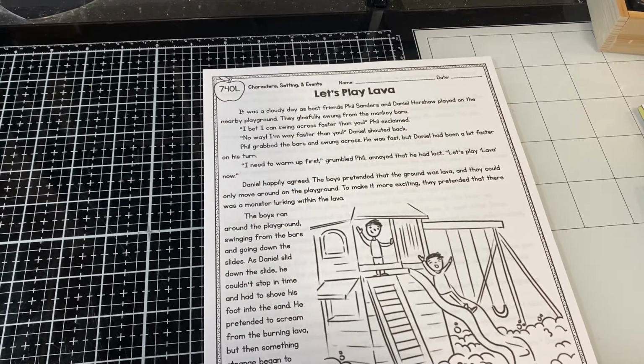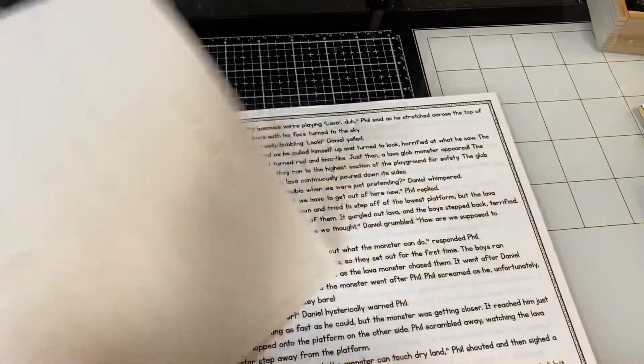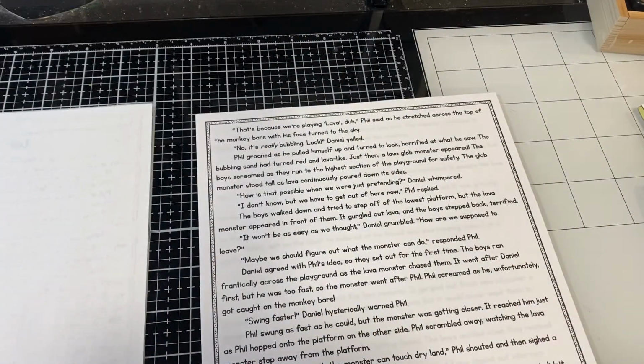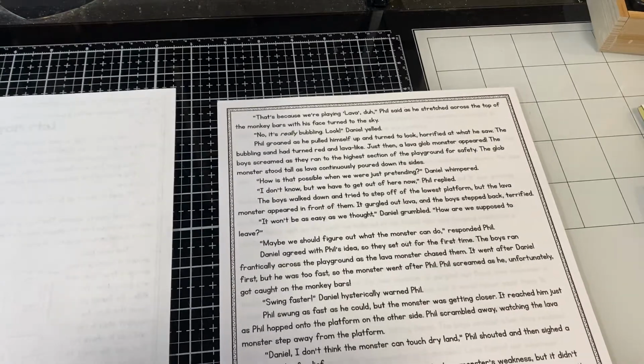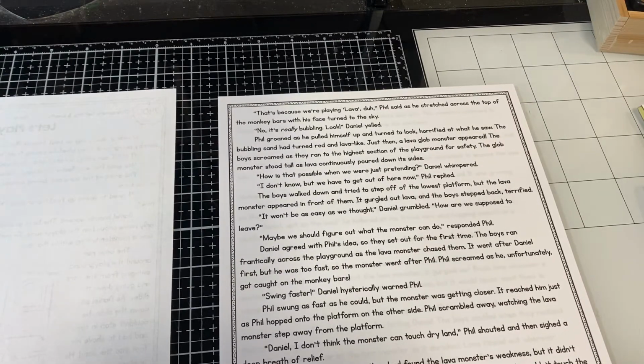The sand began to bubble. "Phil, what's going on?" Daniel yelled as he crawled his way back up the slide. "The sand is bubbling like lava." "That's because we're playing lava. Duh," Phil said as he stretched across the top of the monkey bars with his face turned to the sky. "No, it's really bubbling. Look!" Daniel yelled. Phil groaned as he pulled himself up and turned to look, horrified at what he saw.